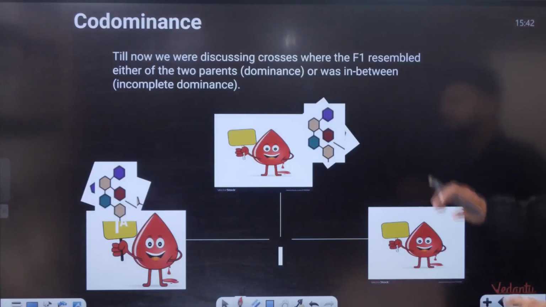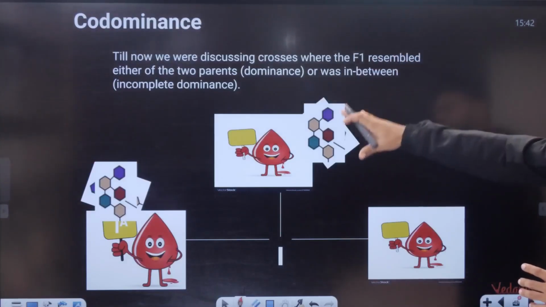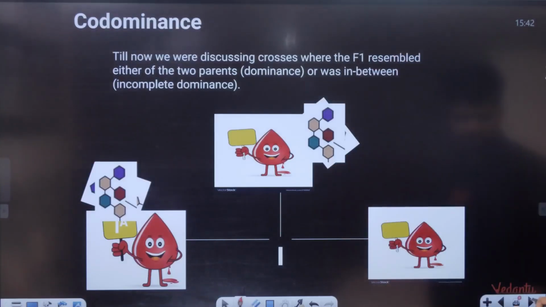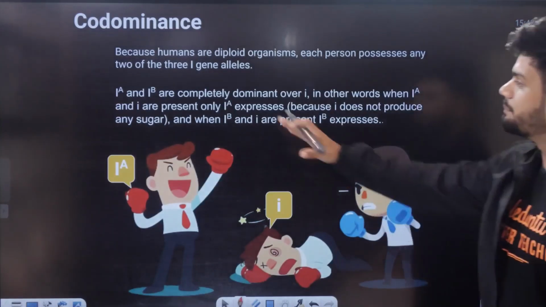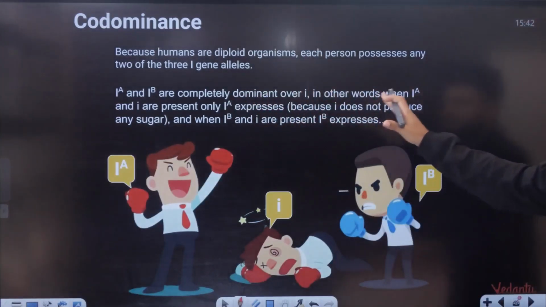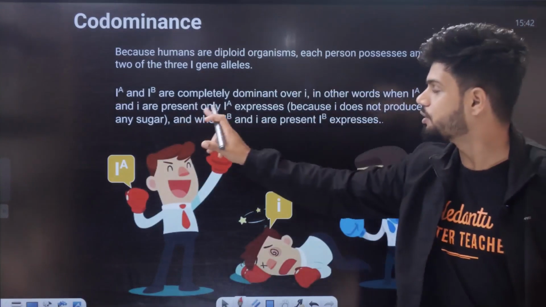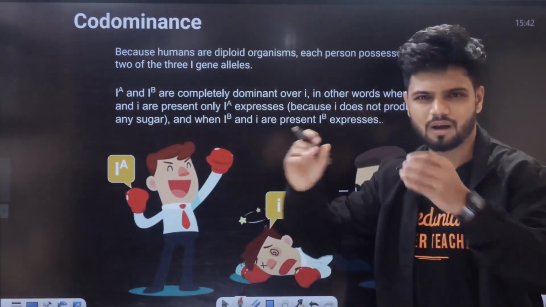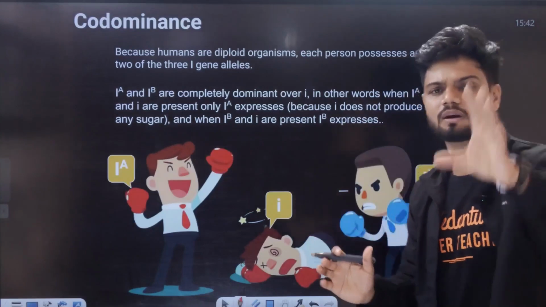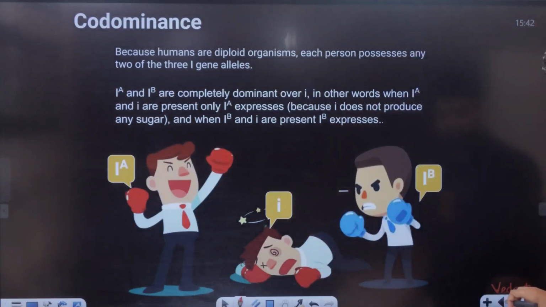Now, till now we have discussed F1 resembling either of the parents. Here it resembles both the parents. IA and IB are completely dominant over i. In other words, when IA and i are present, only IA is expressed because i does not produce any sugar. It is completely recessive.